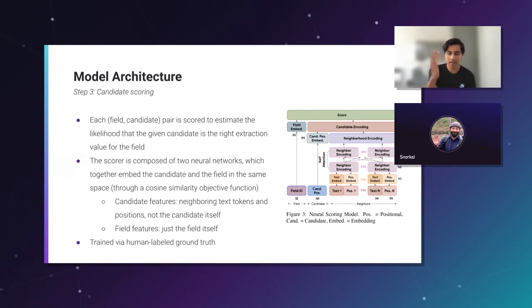And the positions are the plus or minus X and Y delta from the candidate. They might also be absolute positions, and I'm not confident about that. I'd have to look at the paper again, but it's something like that. And so things like adjusting for font size wouldn't necessarily be captured terribly well.